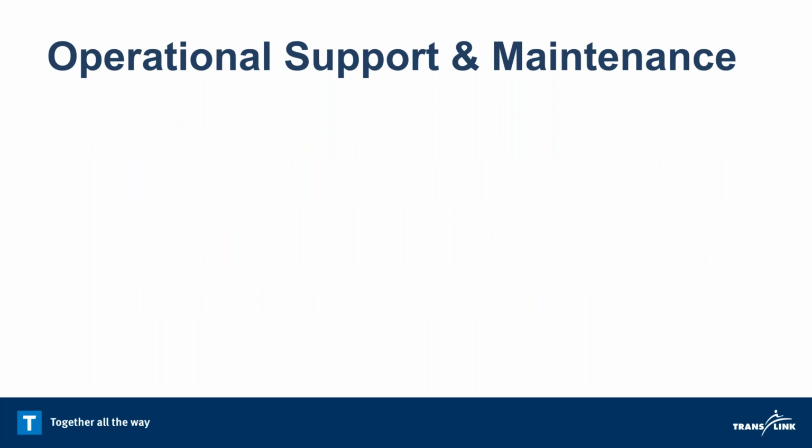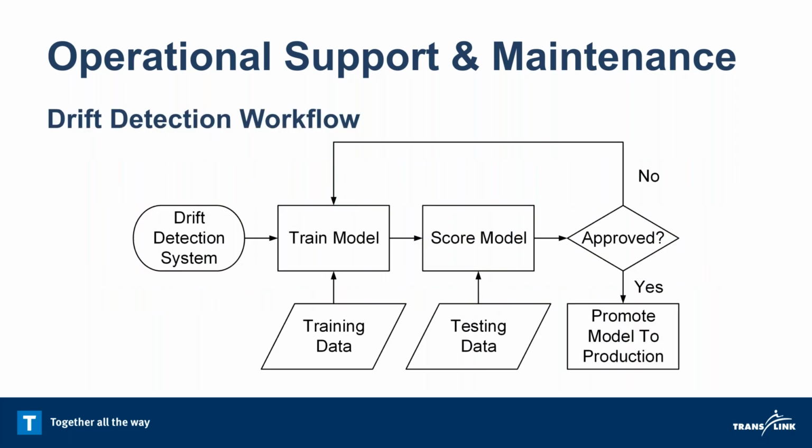So here's a very simplistic depiction of the drift detection workflow. To start, did the drift detection system consistently detect prediction times that were outside the acceptable limits for a particular model? If so, we need to retrain that model. So that model gets retrained with a new set of training data. Once that's done, we score the model with test data to see how it performed. If the model meets our criteria, then it's approved and gets promoted to production. If not, then we may need to update the model and retrain again. So this is just a very quick and dirty way of showing how we do drift detection and model retraining.